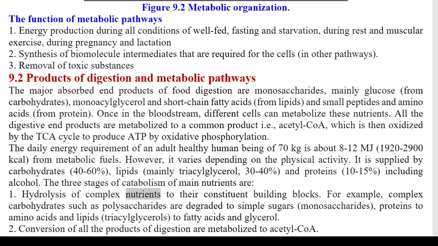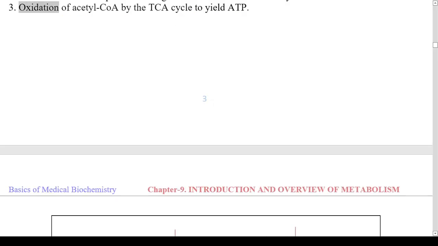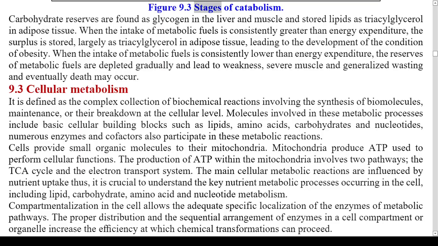1. Hydrolysis of complex nutrients to their constituent building blocks. For example, complex carbohydrates such as polysaccharides are degraded to simple sugars, monosaccharides, proteins to amino acids, and lipids, triacylglycerols, to fatty acids and glycerol. 2. Conversion of all the products of digestion are metabolized to acetyl-CoA. 3. Oxidation of acetyl-CoA by the TCA cycle to yield ADP. Figure 9.3 Stages of catabolism.